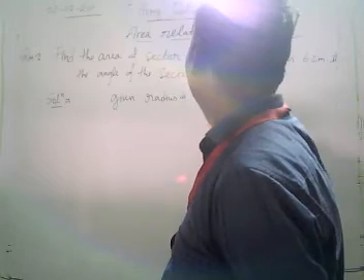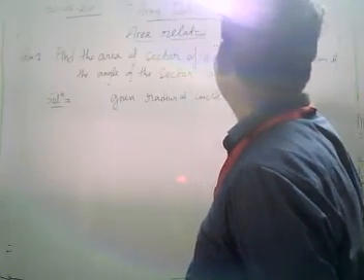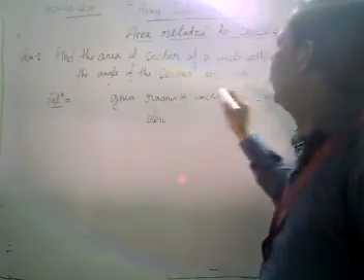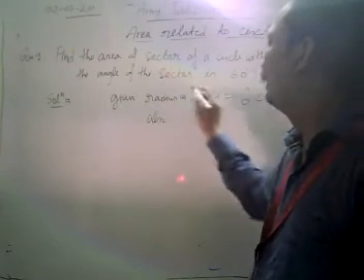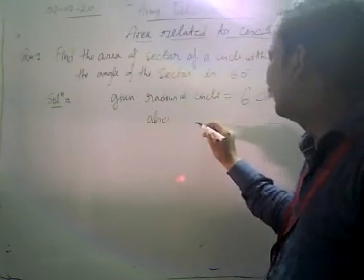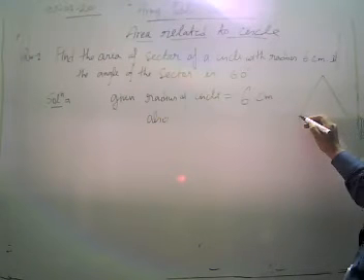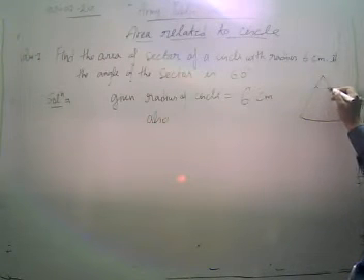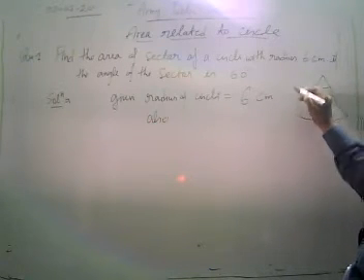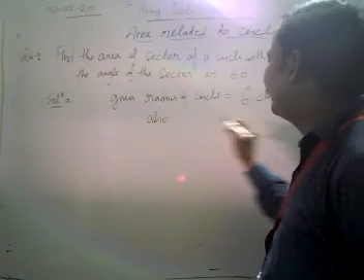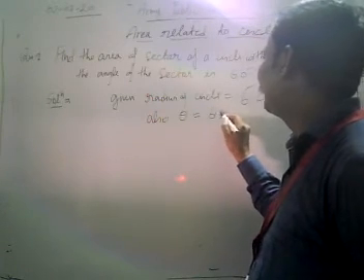Radius of the circle is 6 centimeter. Also, the angle of the sector is given. What is our angle of sector? This is our sector. The angle of the sector is given as 60 degree, and the radius is given as 6 centimeter. This is our theta. Theta is 60 degree.